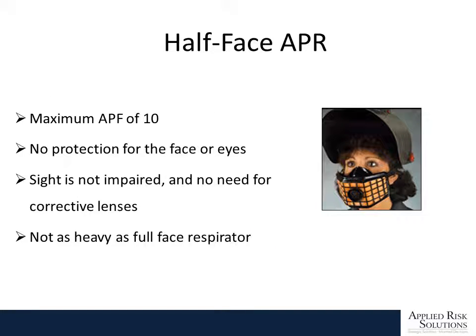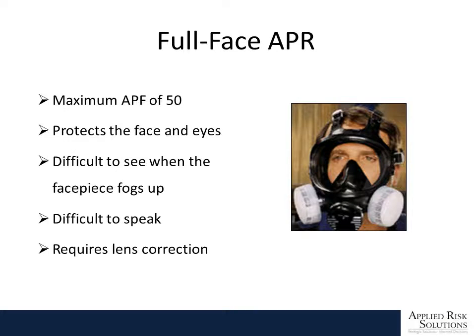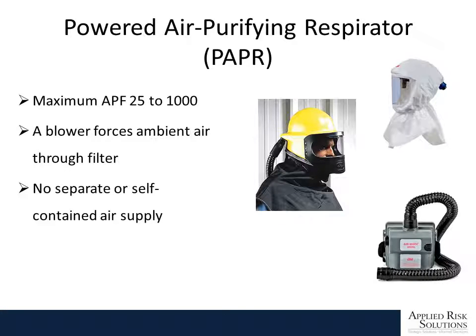You have the half-face APR. It's got a maximum APF of 10. There's no protection for the face or eyes, sight's not impaired, and it's not as heavy as a full-face respirator. You have the full-face respirator. It's got a maximum APF of 50, protects the face and eyes, it's difficult to see, it's difficult to speak, and if you have vision problems, it's going to require lens correction. And then you have the powered air purifying respirator, or PAPR.